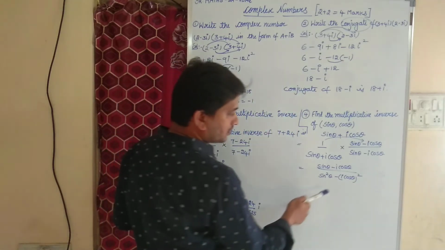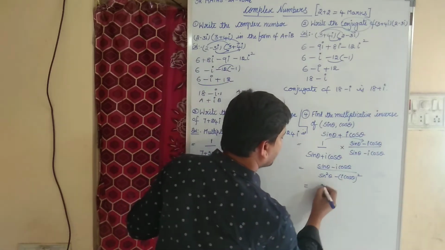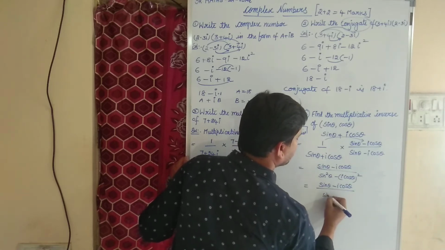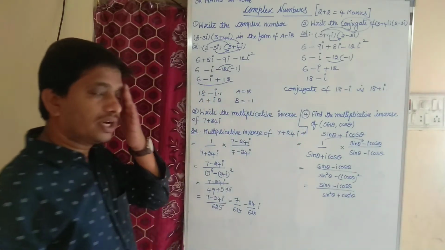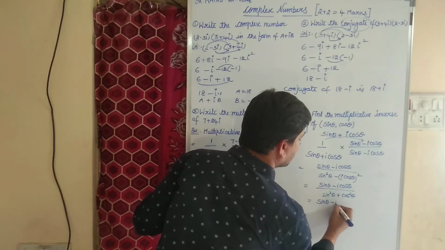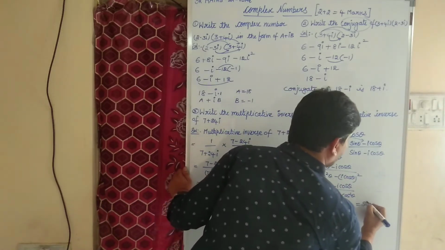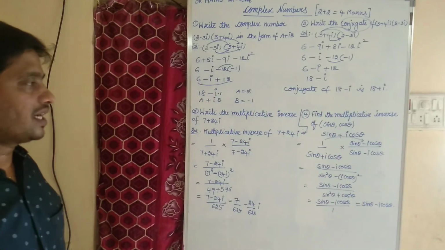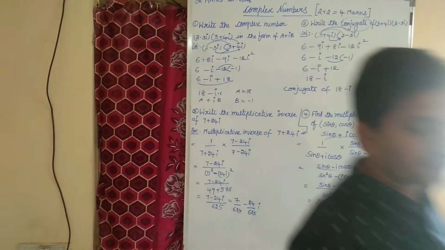So children, we know that i square value is minus 1, again minus into minus plus. So I can write sin theta minus i cos theta divided by sin square theta, minus into minus plus, cos square theta. Children, we know that sin square theta plus cos square theta is equal to 1, right? So sin theta minus i cos theta divided by 1. So further I can write it as sin theta minus i cos theta. So children, what is the multiplicative inverse of sin theta plus i cos theta? Which is sin theta minus i cos theta. Okay children?